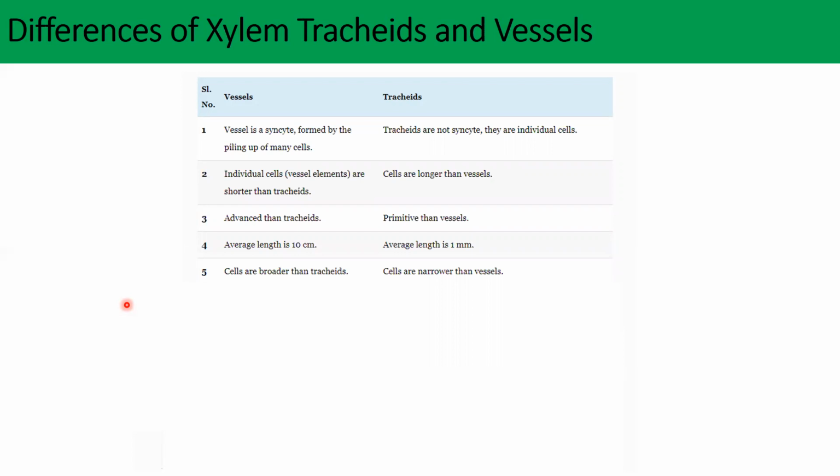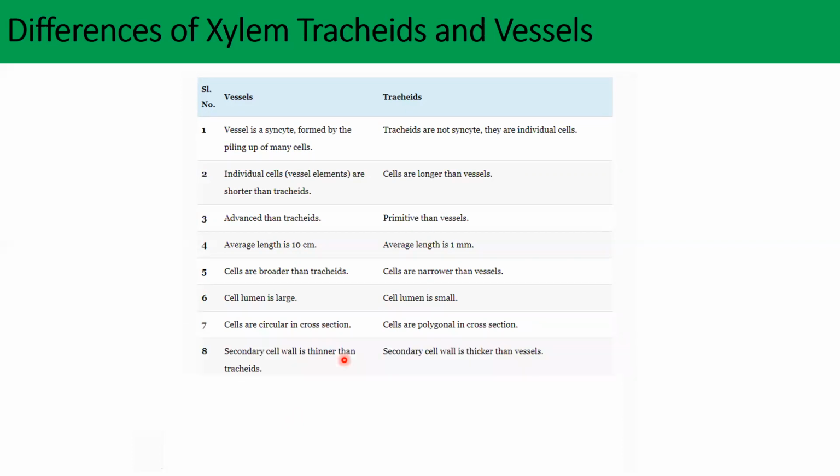Here is the length. I mean, vessels are as long as 10 centimeters in length. On the other hand, tracheids are smaller, so they are obviously 1 millimeter in length. These cells are broader than tracheids. Obviously, the lumen is large, and these cells are circular when their cross-sectional picture is taken.